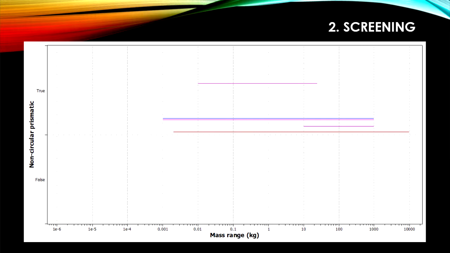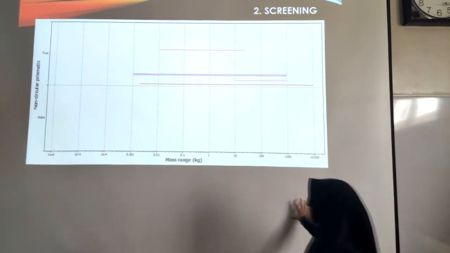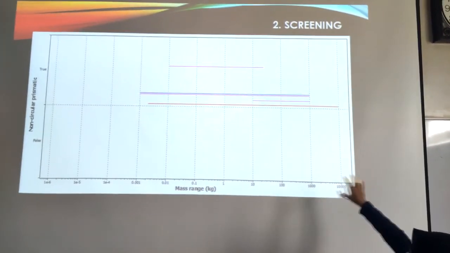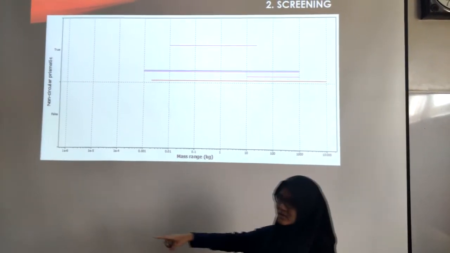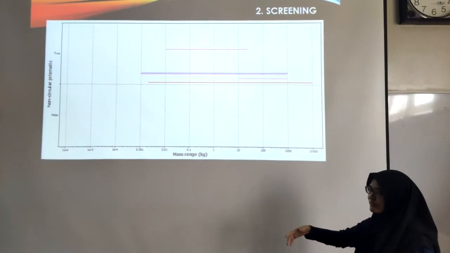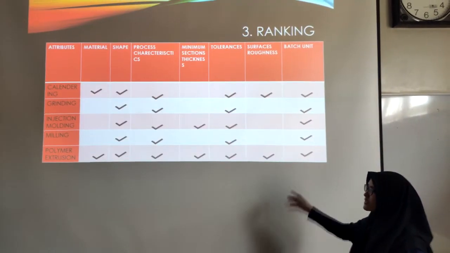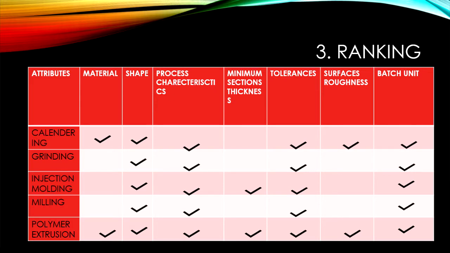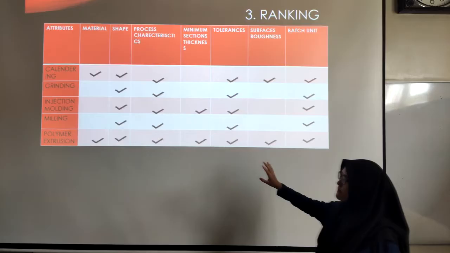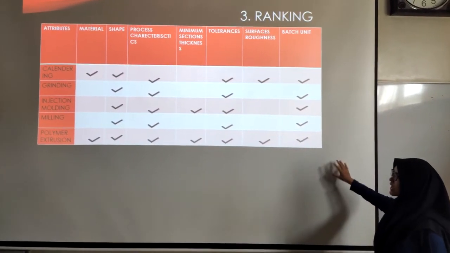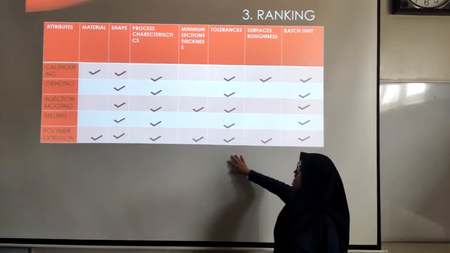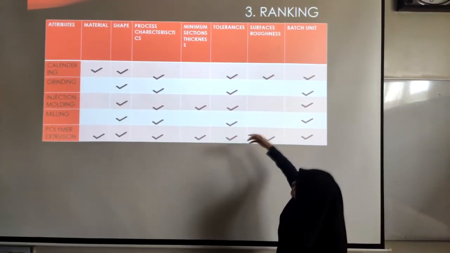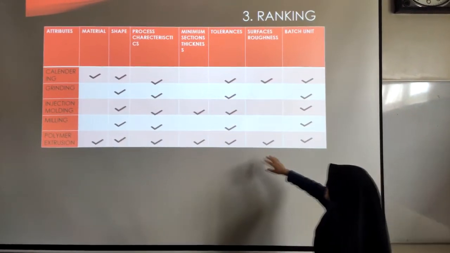So this is the graph of non-circular prismatic shape versus mass range. We found that there are 5 processes which can perform the non-circular prism shape. So the 5 processes are planing, grinding, injection molding, milling, and polymer extrusion. However, we only choose one, which is polymer extrusion, as it meets the requirements, the 7 attributes that we need.